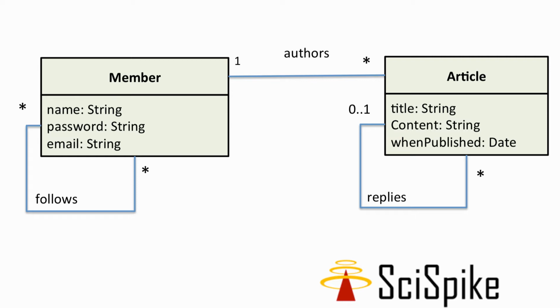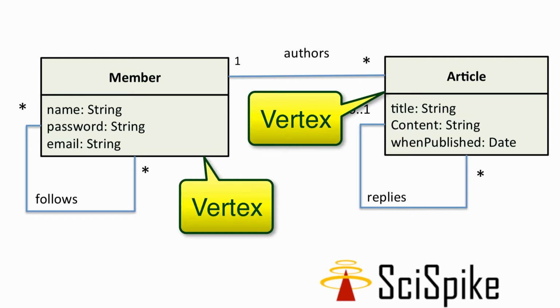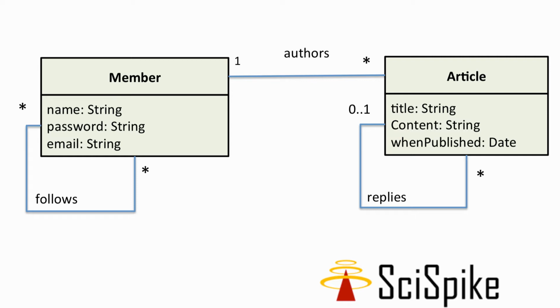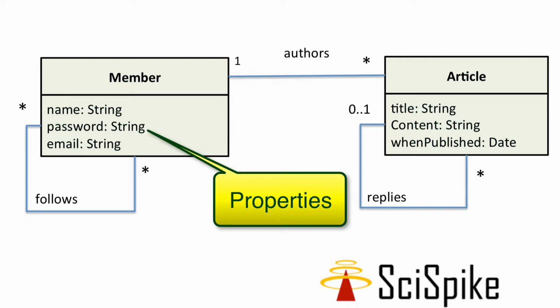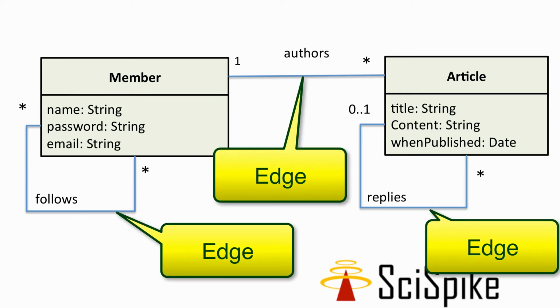Here's basically a schema shown in UML. We have two vertices, the member vertex and the article vertex, or two documents if we want to look at it from a document perspective. Both have three properties, two strings and a date in this case. We also have edges: follows and replies.